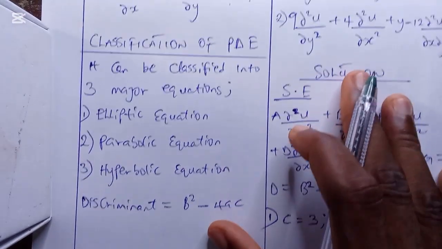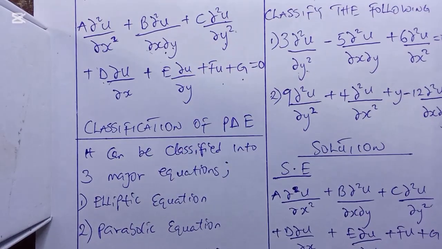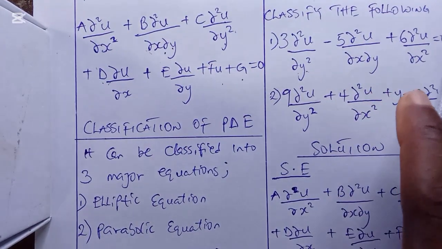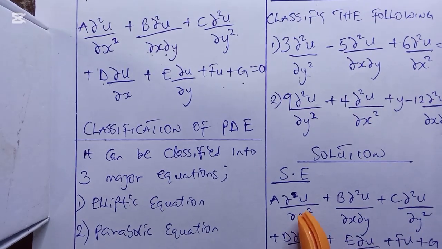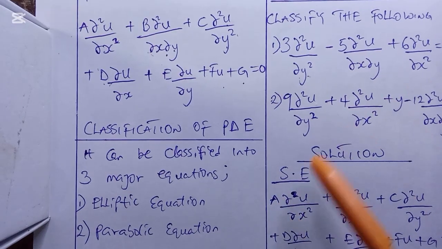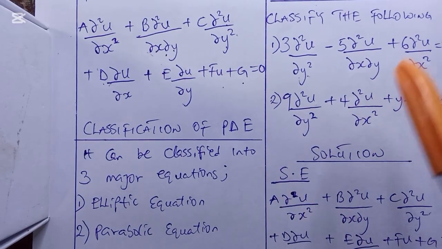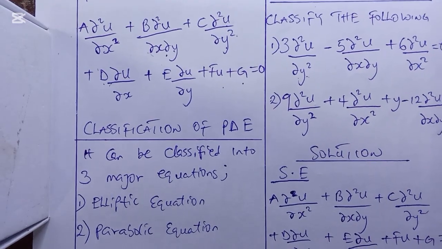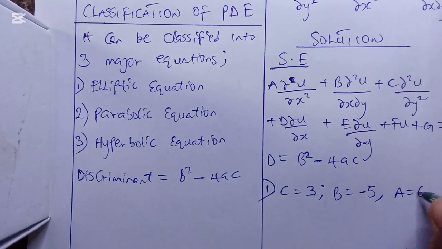And finally, what do we need again for our discriminant? We need our a. So now, what's the next one? We have 6 partial square u over partial x square. Compare it to our standard equation here. We know that partial square u over partial x square is our a. So automatically our a is equal to 6. We just compared our question given to our standard equation to get our a, b, and c. So our a now is equal to 6.